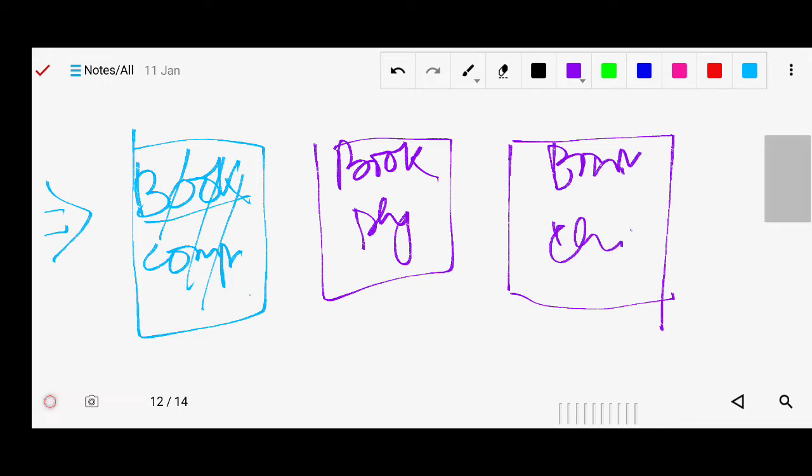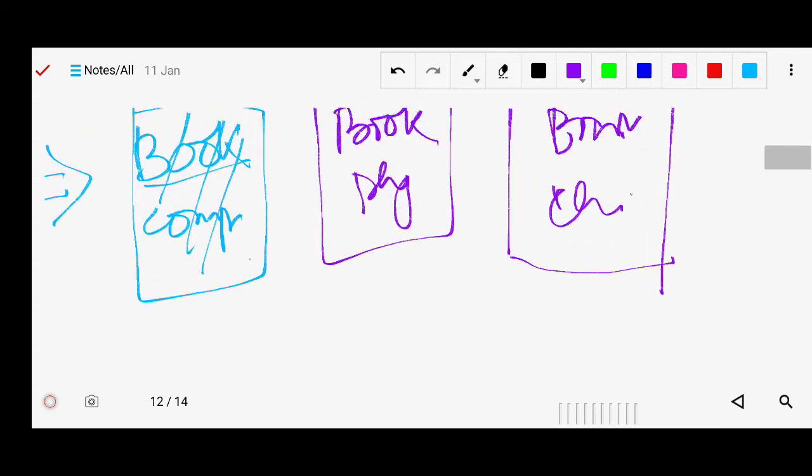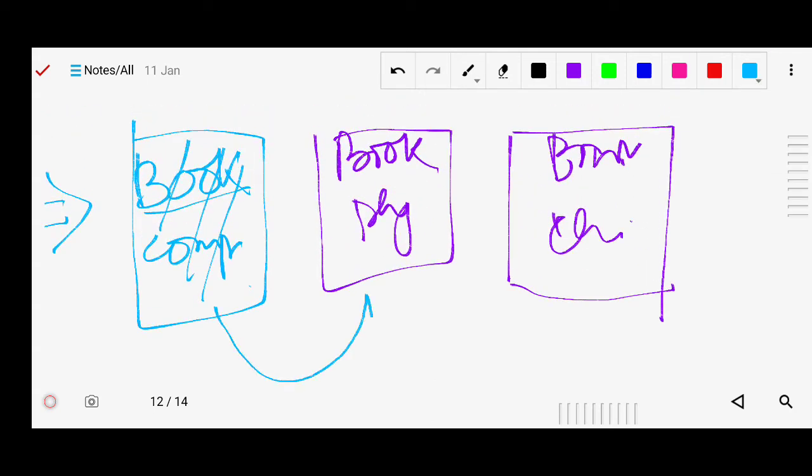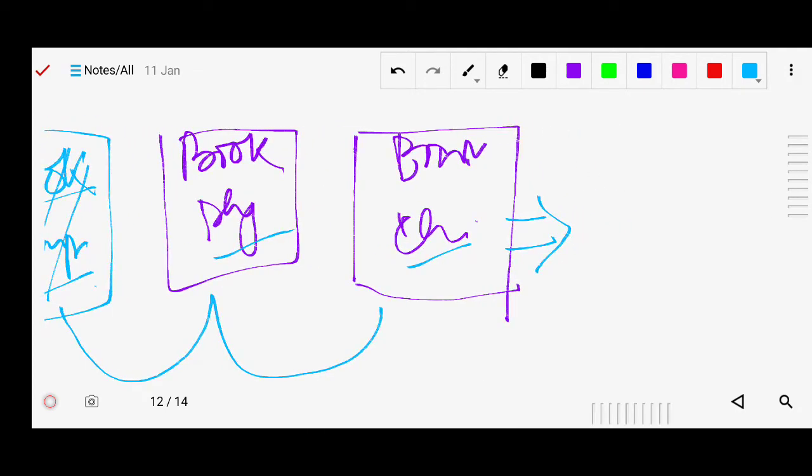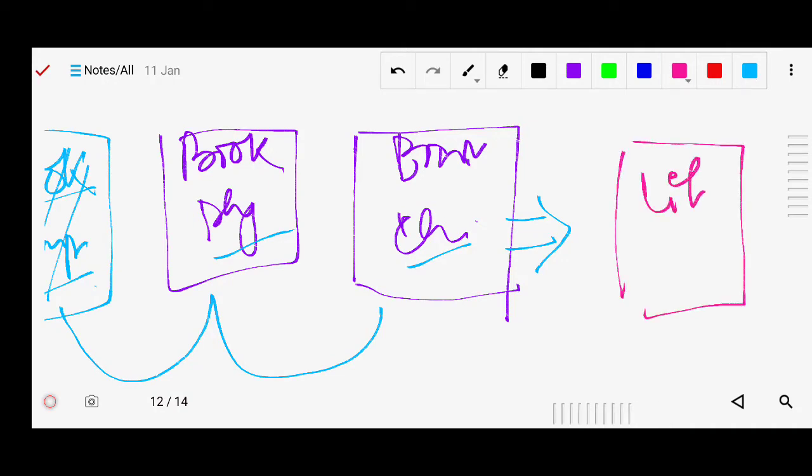Okay, and the next part: all these books, the physics book, history book, and many different types of books, are kept at one place. As we know, where do we keep all these books? In the library. In the library you will see that there are different books based on different topics.